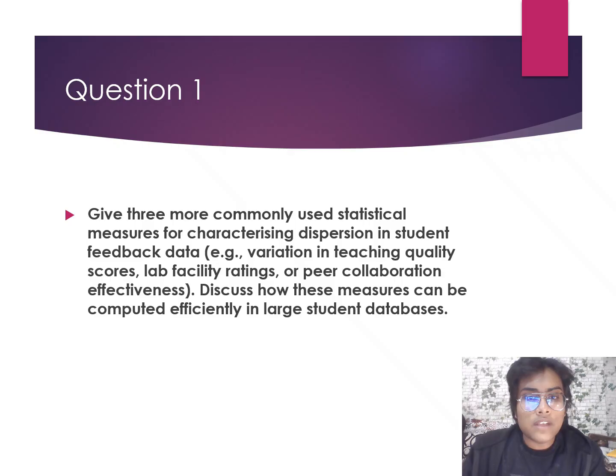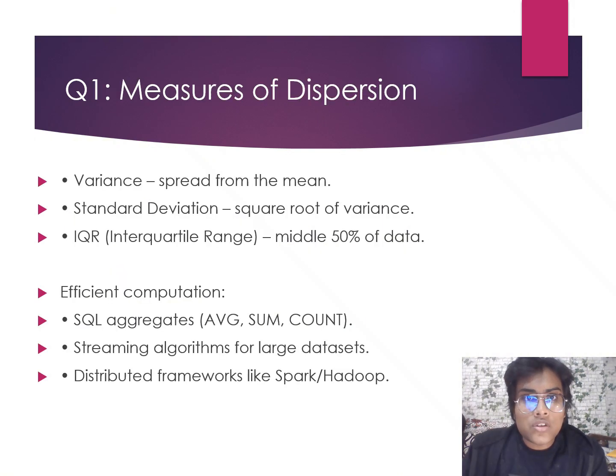The first question says: give three more commonly used statistical measures for characterizing dispersion in student feedback data, for example, variation in teaching quality scores, lab facility rating, or peer collaboration effectiveness. Discuss how these measures can be computed efficiently in a large student database. So here are the measures of dispersion. The three main measures are variance, spread from the mean; standard deviation, the square root of the variance; and third is IQR, interquartile range, the middle 50% of data. For efficient computation, we will go for SQL aggregates like average, sum, count, and streaming algorithms for large datasets, and distributed frameworks like Spark and Hadoop.